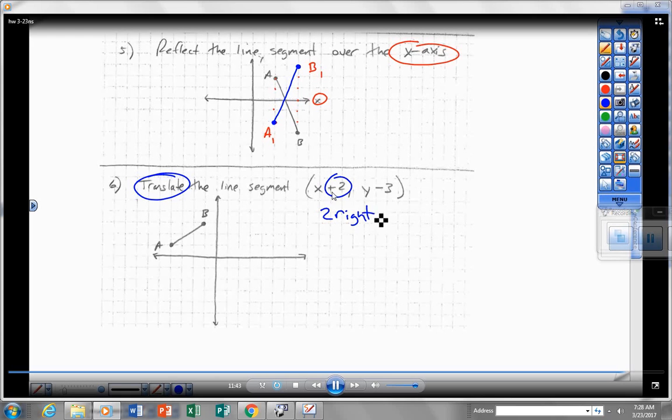This is the way they translate it on the test. They're going to show you x plus 2, y minus 3. From that, you see that you're going 2 boxes to the right. Minus 3 shows you're going down 3 boxes. So here I go. The new A, 2 boxes to the right, 3 boxes down. That's where A prime is going to be, A for the image. From B, 2 boxes to the right, 3 down. That is the new B, B prime. So A, B, this is my pre-image. A prime, B prime, this is my image. You can see I went over 2, down 3.